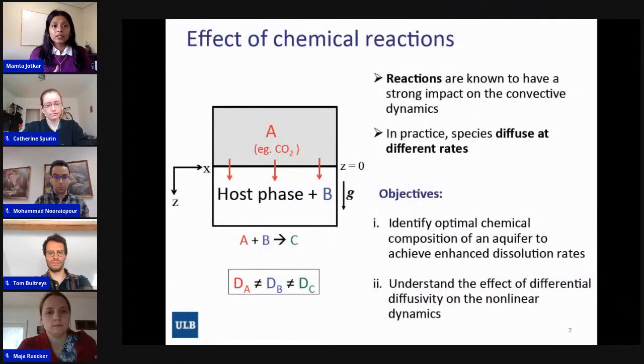Now, in recent years, it has been shown that chemical reactions have a significant impact on the convective dynamics, and it is possible to enhance the dissolution rates with respect to the non-reactive case. Additionally, all the species involved in the reaction can diffuse at different rates and alter the dynamics. So our objective here is to identify the optimal chemical composition that would give rise to enhanced dissolution rates and to understand the differential diffusivity effects in the nonlinear dynamics.